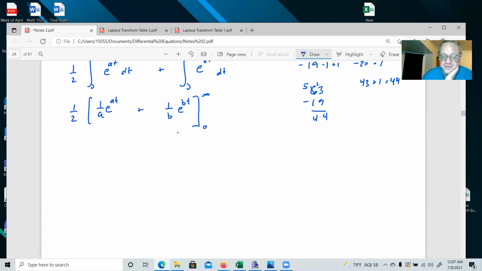This is going to go from 0 to infinity. I just integrated these things. If you want to take the derivative of this whole thing, don't forget your chain rule, but the a's are going to cancel, the b's are going to cancel, life is going to be good.